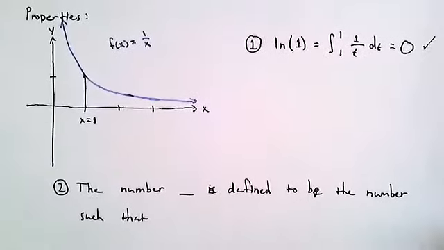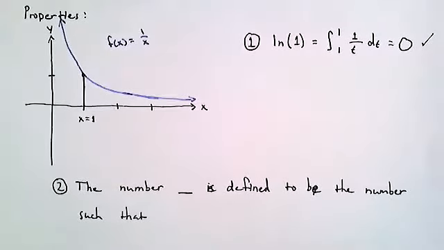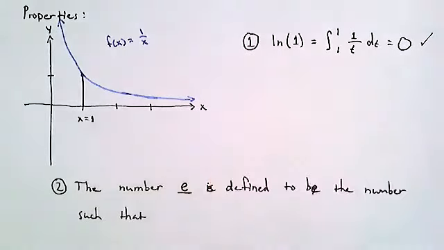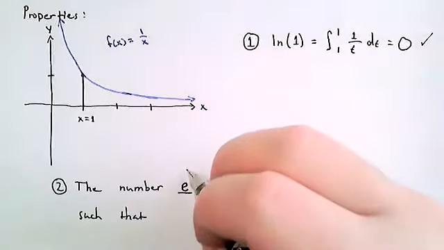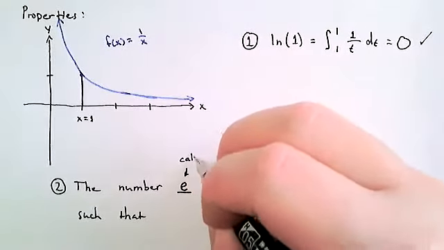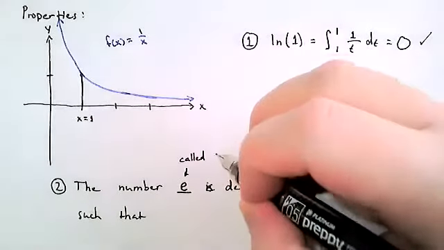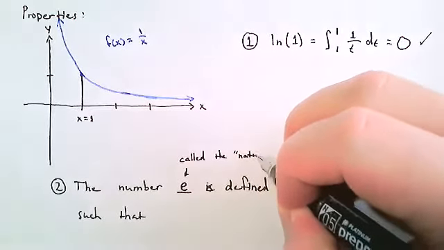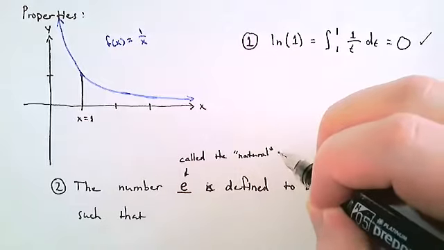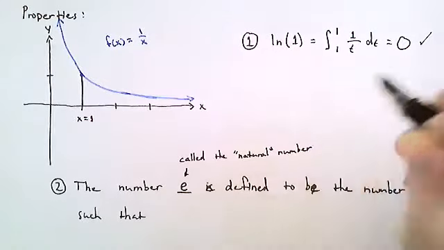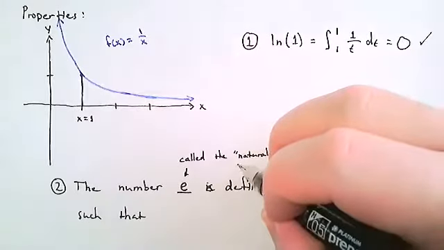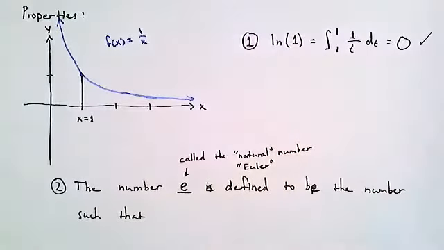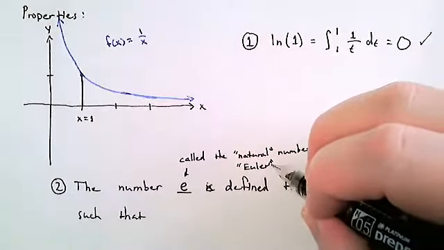So another important property of the natural logarithm has to do with the number e, called the natural number. Well, I guess it has a few names. And the letter e, I believe, comes from this guy, Euler, who was a famous German mathematician. So sometimes it's referred to as Euler's number.